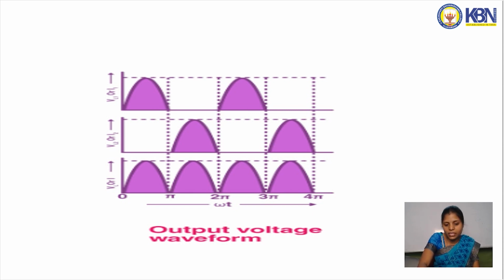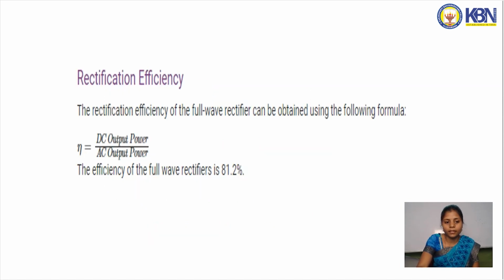We are using these devices for better performance. So in order to have better performance, we prefer a full wave rectifier over the half wave rectifier. And this is the formula for the efficiency. But generally, what does efficiency mean? Efficiency is used to determine the performance of the application. This is the formula for the efficiency: DC output by AC input.